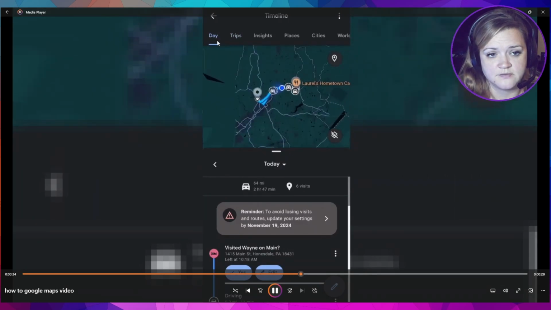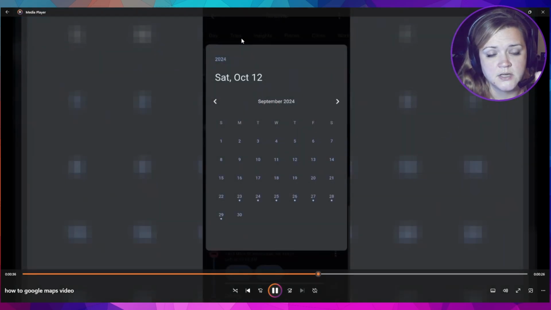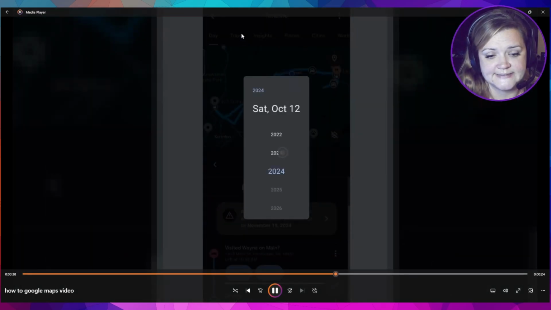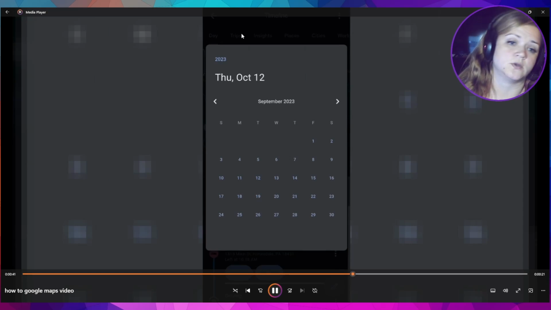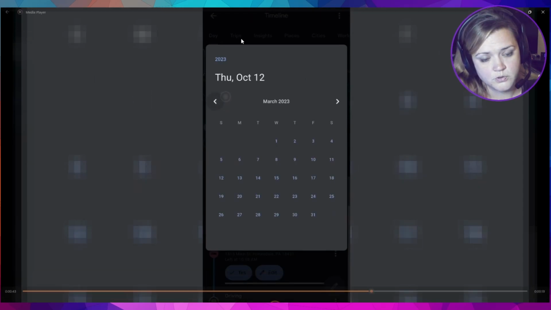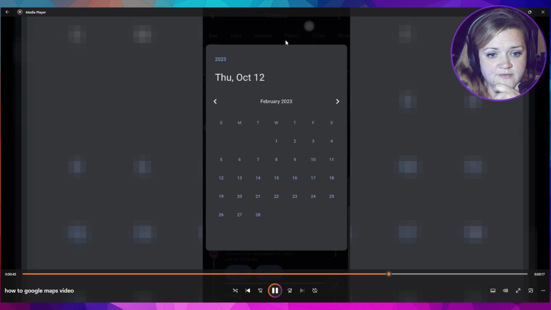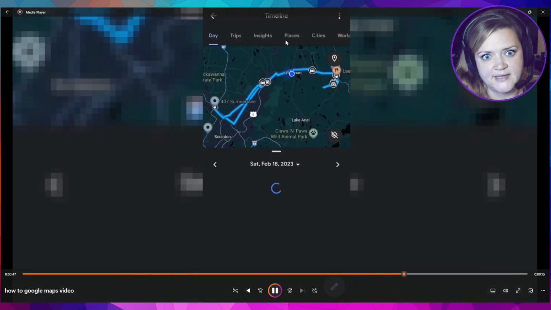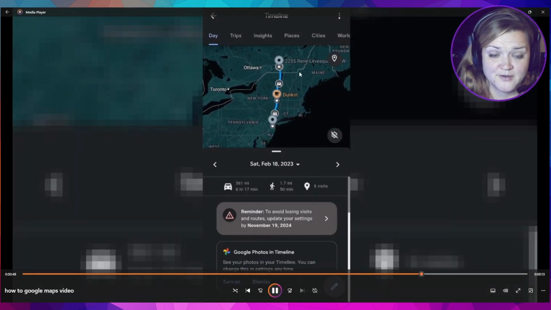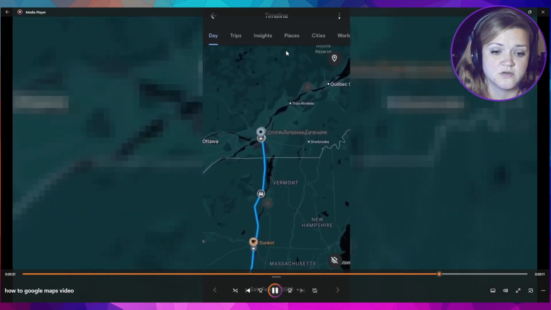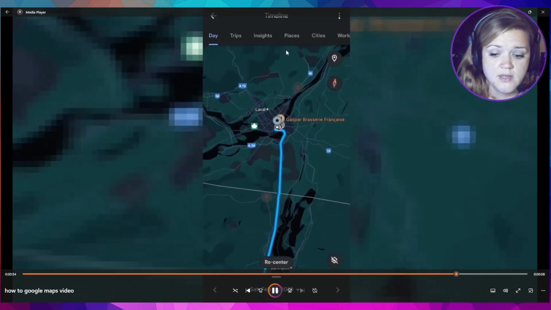So instead of day, you can go to trips and from there you can go to exactly what year you went, what day you went, date, month, day of the week, et cetera. If you remember that, that helps. If you don't remember that far, you could always go to places and see where you've gone into certain places too. But that's the gist of it.